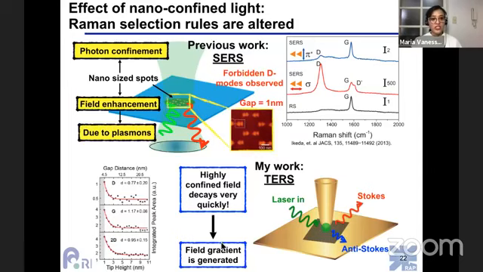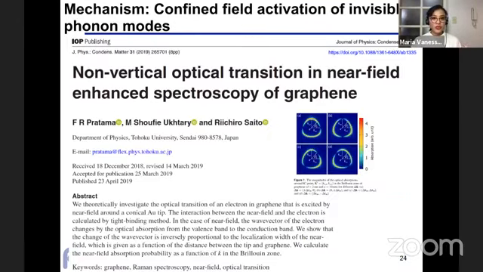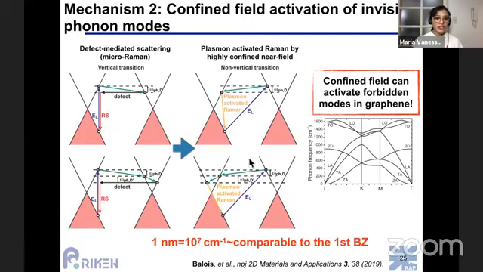We think that this is because of the highly confined field that decays very quickly. And this is a field gradient, which in turn also changes the Raman selection rules, which means that we indeed are now making the invisible visible, because phonon modes which are not supposed to exist are starting to show themselves, particularly these defect-related peaks, which are not supposed to be there because our sample is defect-free. And we think that this is due to the non-vertical optical transitions, which are caused by our near-field system, which causes it to actually activate these forbidden modes and also detect them.